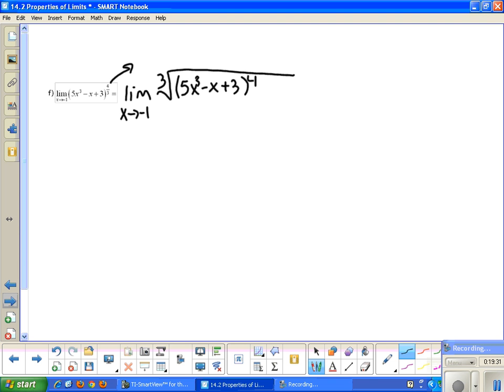Now, for this, if I plug -1 into the function, it doesn't make it a negative underneath the radical here, so it's okay for us to just go ahead and plug it into the function. So this would be equal to the cube root of 5 times negative 1 cubed minus negative 1 plus 3, and this is all to the fourth power, which would be equal to a value of 1 is what I got.